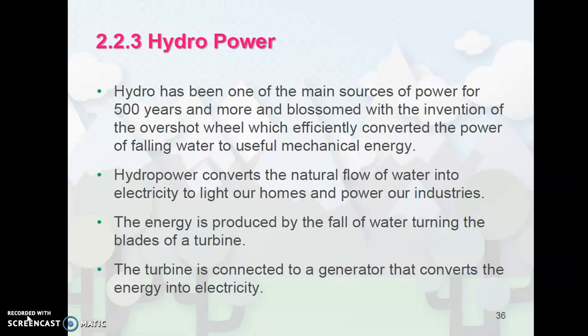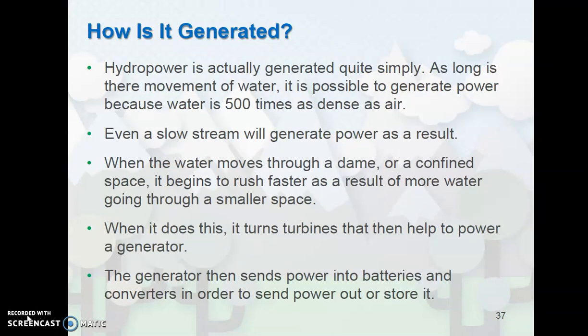Hydropower. Hydro has been one of the main sources of power for 500 years and more, and blossomed with the invention of the overshot wheel, which efficiently converts the power of falling water to useful mechanical energy. Hydropower converts the natural flow of water into electricity to light our homes and power our industries. The energy is produced by the fall of water turning the blades of a turbine. The turbine is connected to a generator that converts the energy into electricity.